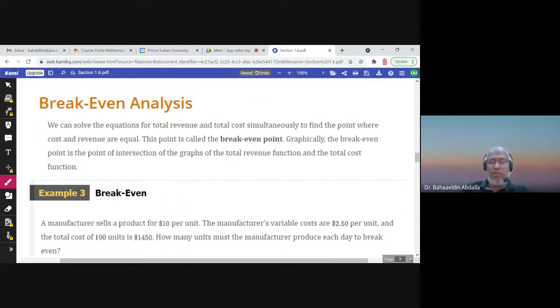Okay, another point, break-even analysis. Well, if we solve the equations for the total revenue and the total cost simultaneously, we will find the point of intersection. And this point where the cost and the revenue are equal is called the break-even point. Graphically, the break-even point is the point of intersection of the graphs of the total revenue and the total cost.